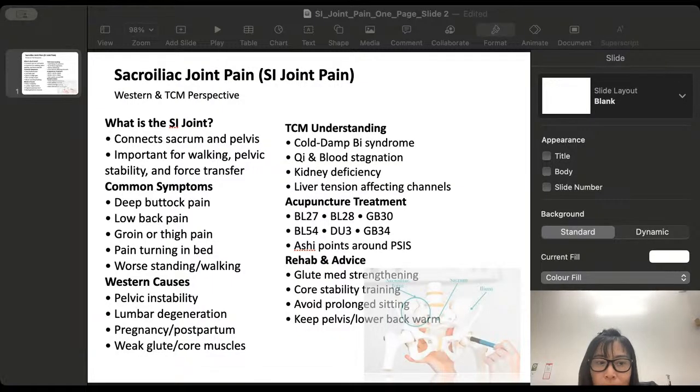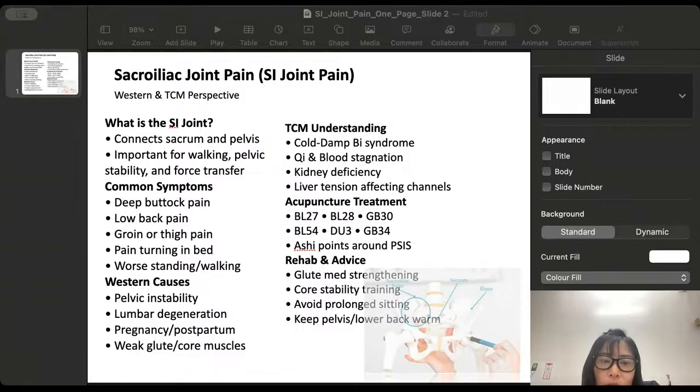The third one is quite common as well. We call it kidney deficiency, especially in chronic cases, because in TCM the kidney governs bone. Patients may have chronic lower back weakness, knee problems, pelvic instability, fatigue, low energy, and weak legs. It's all referred to as kidney deficiency.